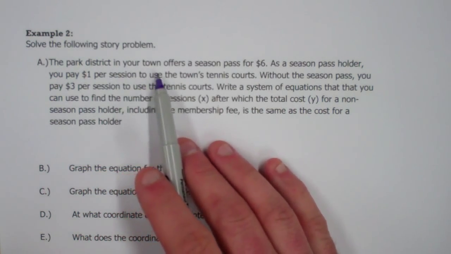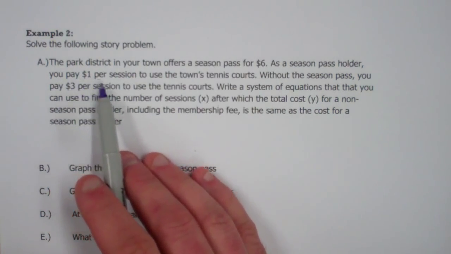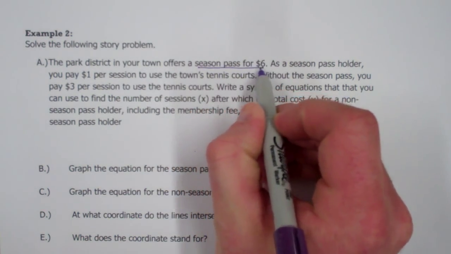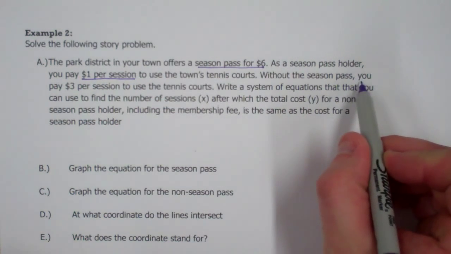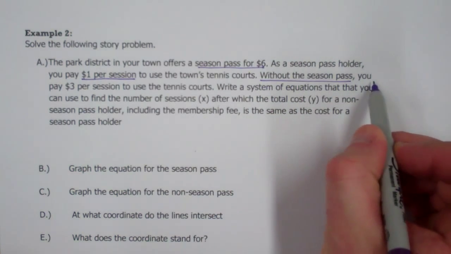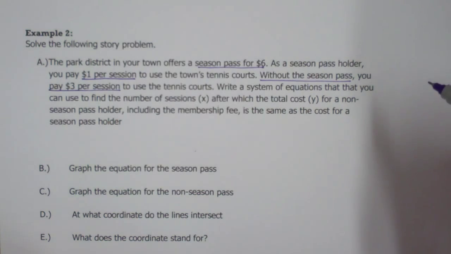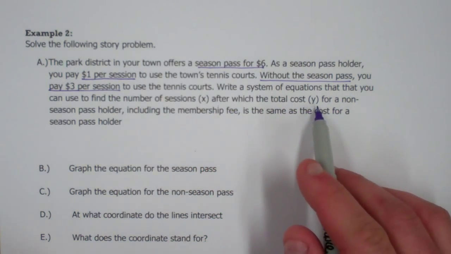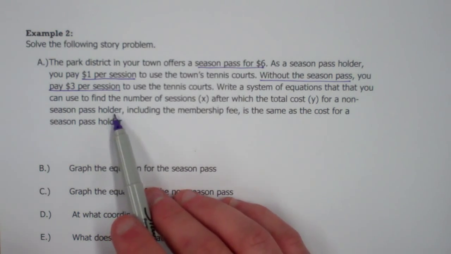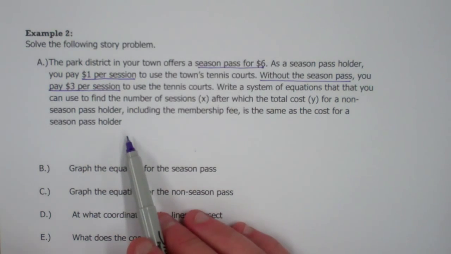The park district in your town offers a season pass for $6. As a season pass holder, you pay $1 per session. So season pass and then $1 per session to use the tennis courts. Without the season pass, you pay $3 per session to use the courts. We're going to write a system of equations that you can use to find the number of sessions, which will be x, after which the total cost y for a non-season pass holder, including the membership fee, is the same as the cost for a season pass holder.